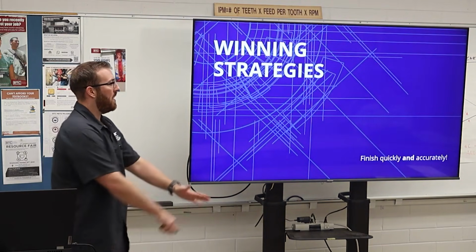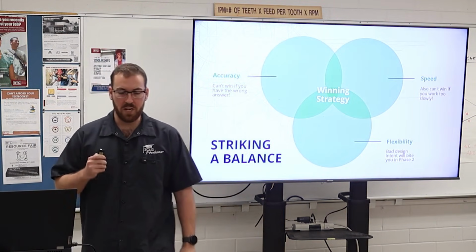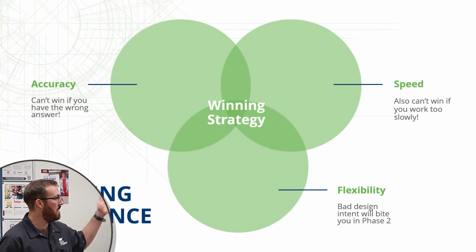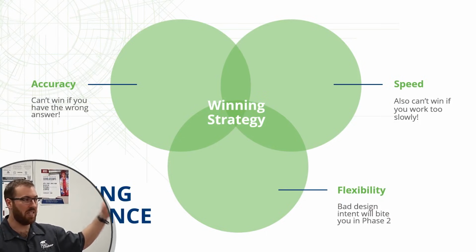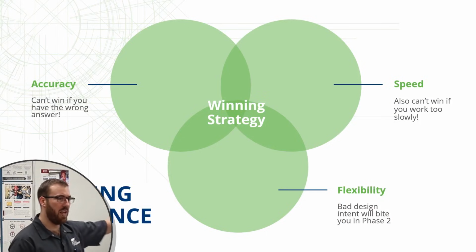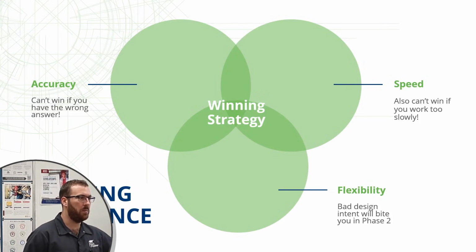Now let's talk about winning strategies. You've got to finish quickly and accurately, so you're trying to strike a balance. This is the way I see it, at least: you're trying to strike a balance between being accurate, being fast, and maintaining flexibility. Accuracy, of course: you have to get the correct answer, but to win, you also have to do it quickly. And then there's this third element, flexibility.